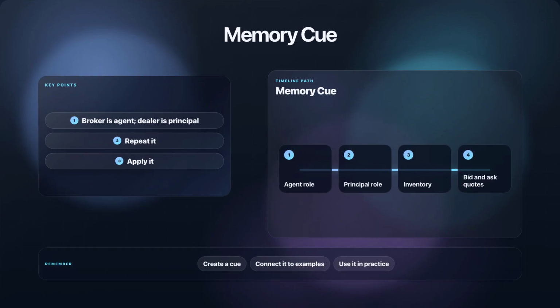Use this memory cue. Broker is agent, dealer is principal. A good cue is short enough to remember, but meaningful enough to guide a practice question. When you see this topic again, return to that cue before selecting an answer.